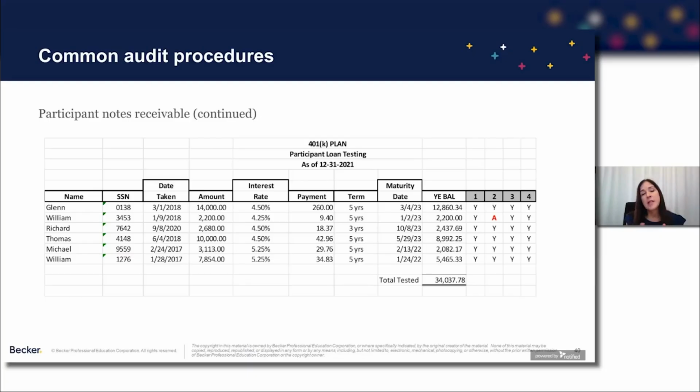And so then I'm testing to make sure that the amount was limited to the lesser of that $50,000 or 50% of their vested account balance, that the interest rate is reasonable, that the term does not exceed 5 years, and then I'm agreeing the outstanding balance to an amortization schedule to make sure it is being repaid. And those are pretty much the standard procedures when it comes to participant notes receivable. I also will have a carry forward of the outstanding participant loans as well.